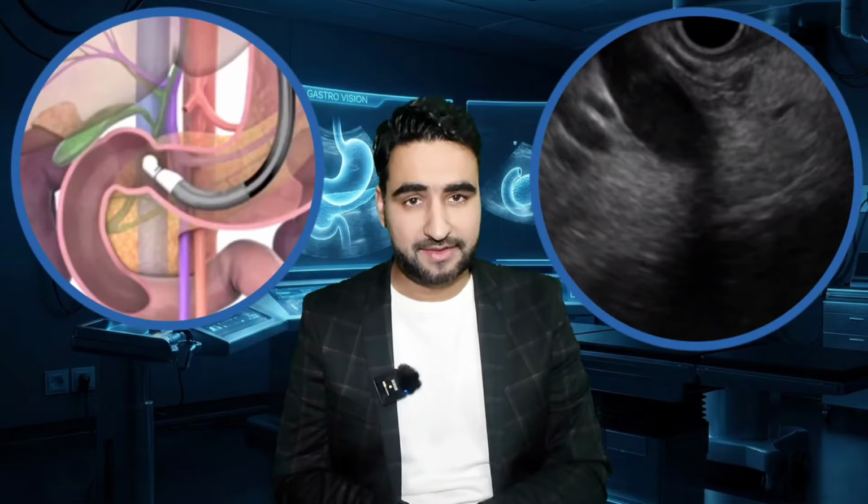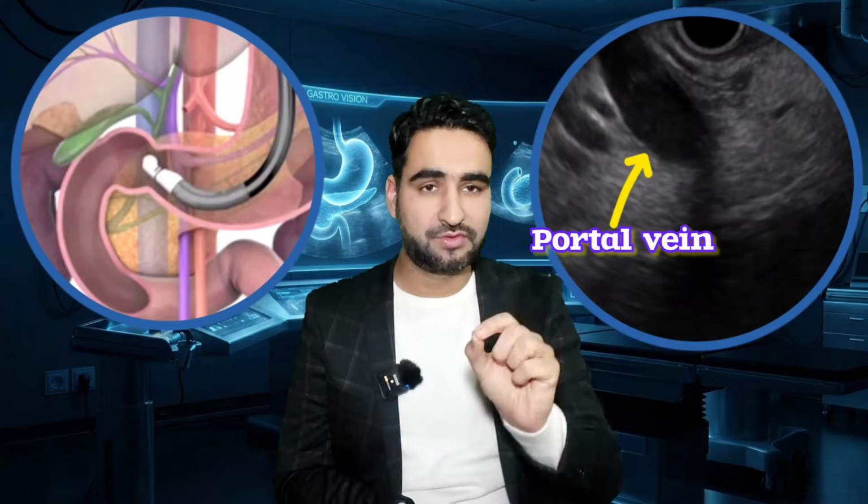Now let's pull all this theory into practice. I'm going to walk you through a systematic examination of the duodenal bulb, explaining why you see what you see at each step. Let's dive in. Your first task is to locate your landmark. Insert your scope into the duodenal bulb. Your mission is to find the portal vein.